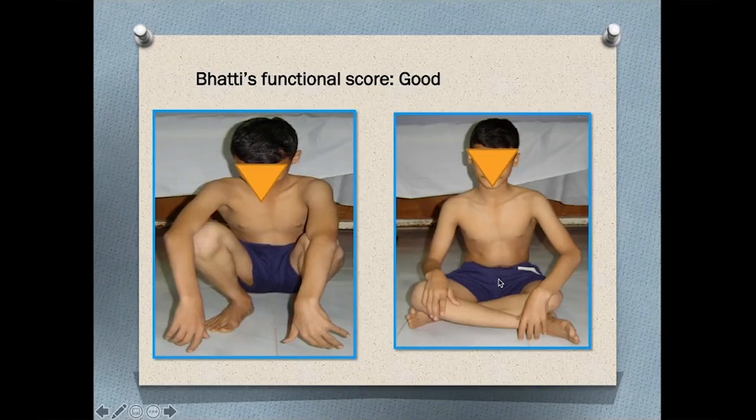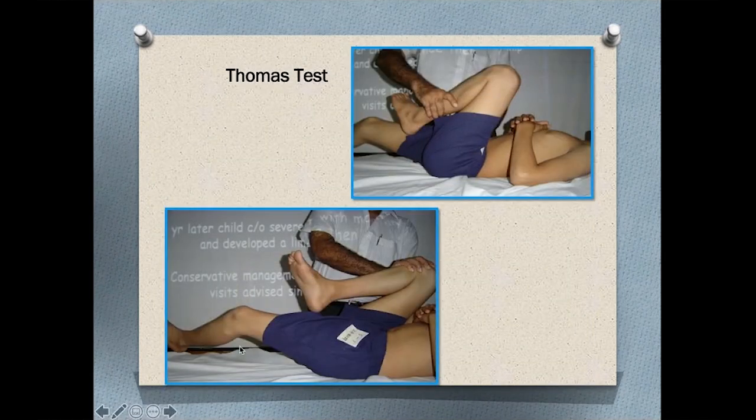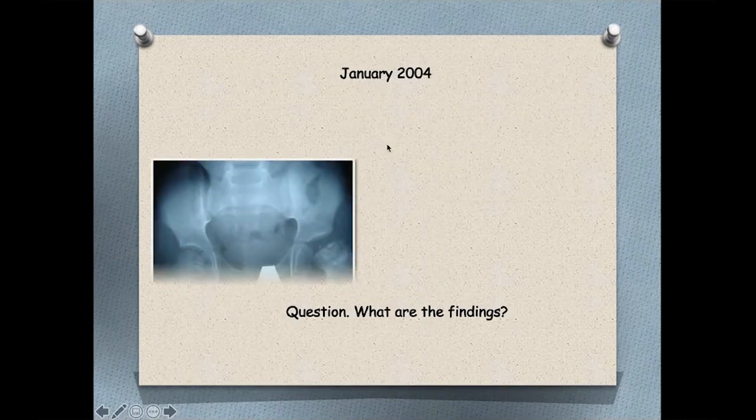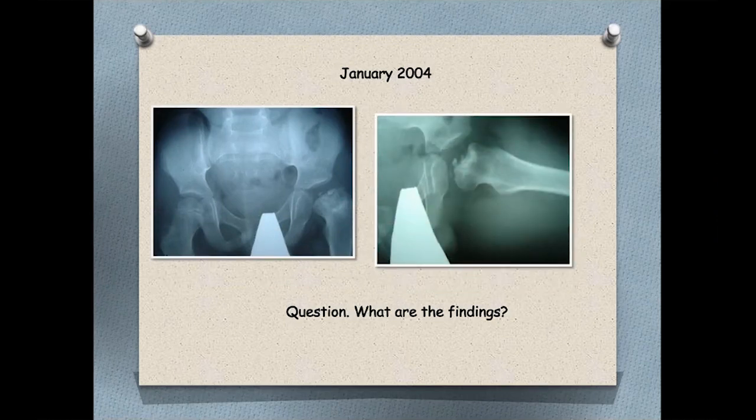Exactly, sir. He has a good range of abduction, external rotation, and flexion. He can squat as well. Okay. And the Thomas test is positive at 15 degrees. So he has a flexion contracture on the left side. Okay. But on the other side, there is also a little bit of flexion contracture. Okay. So I have the X-rays, which were a little bit late, 4 years when he came to us. I don't have an X-ray of the initial stages.